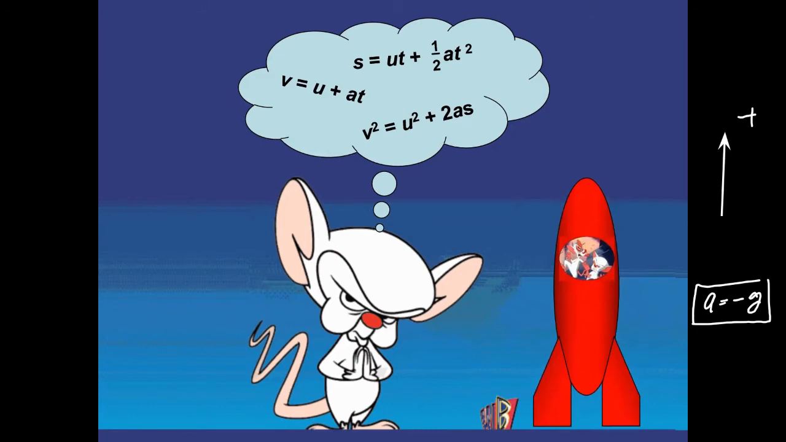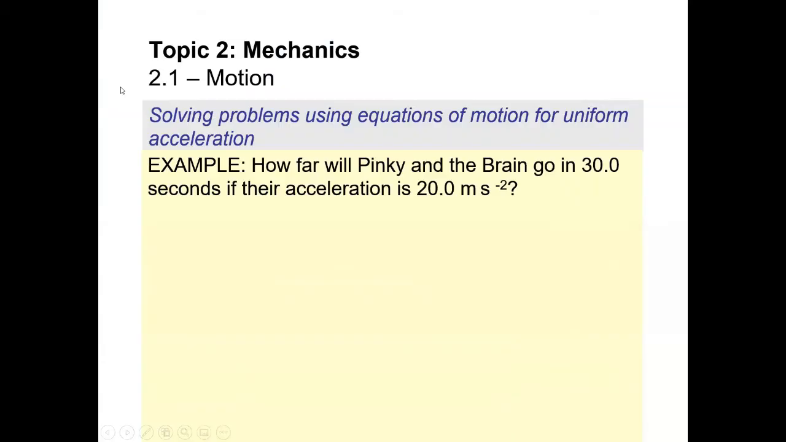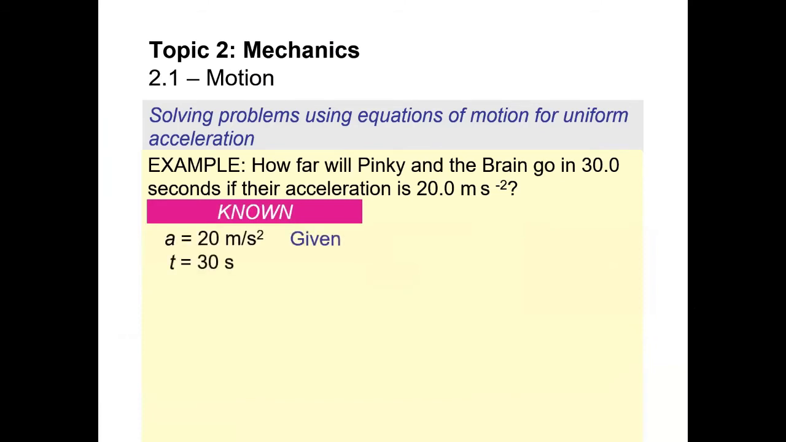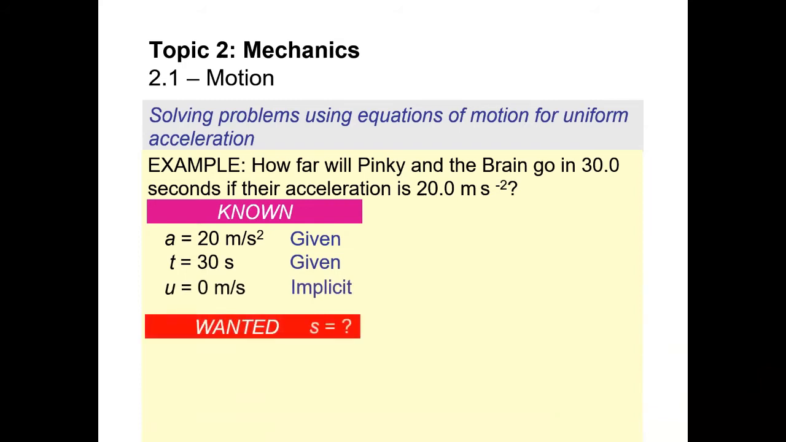Start from rest. How far will Pinky and Brain go in 30 seconds if their acceleration is 20 meters per second squared? We know acceleration equals 20 meters per second squared, given. Time taken is 30 seconds, given. Initial velocity is 0 meters per second, implicit. What we want is the displacement.